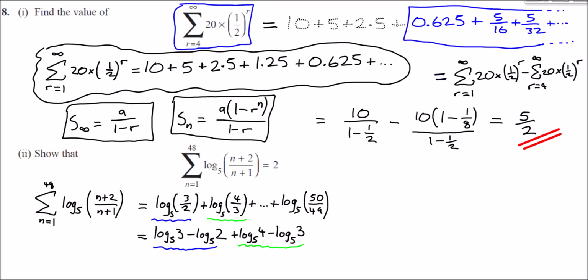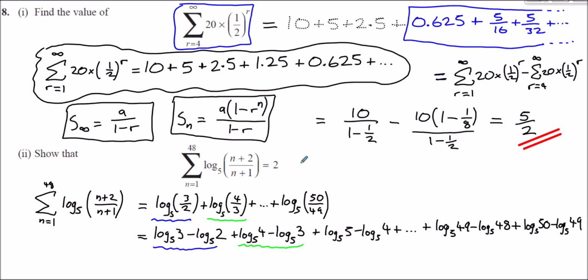So the next two terms would be log base 5 of 5 minus log base 5 of 4, and so on and so on. If I now do the penultimate term, when n is 47, the penultimate bit would be log base 5 of 49/48. And the final log, this one, gives log base 5 of 50 minus log base 5 of 49.